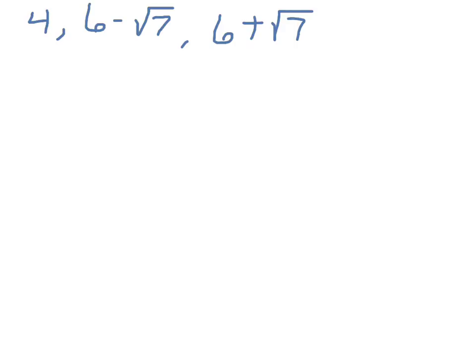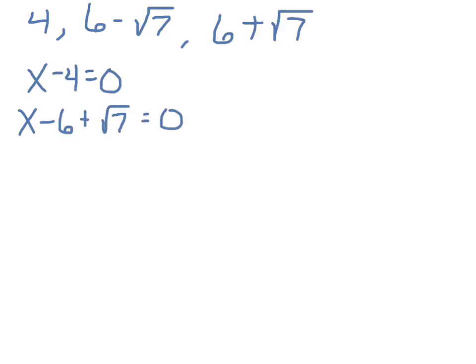So now, before it was at that stage where we set them each equal to 0, that would have been x minus 4 equals 0. That would have been x minus 6 plus root 7 equals 0. And that would have been x minus 6 minus root 7 equals 0.